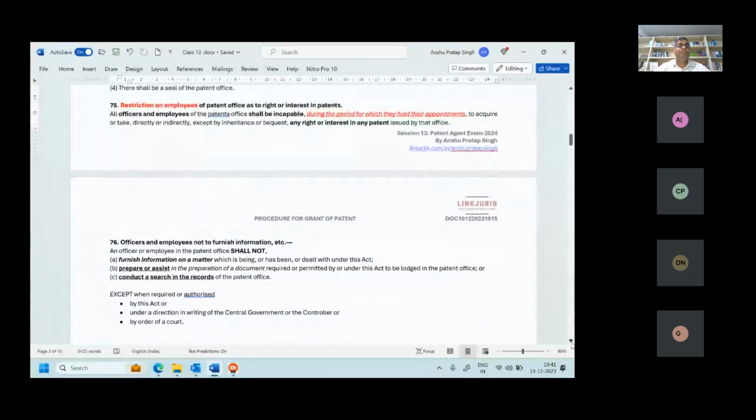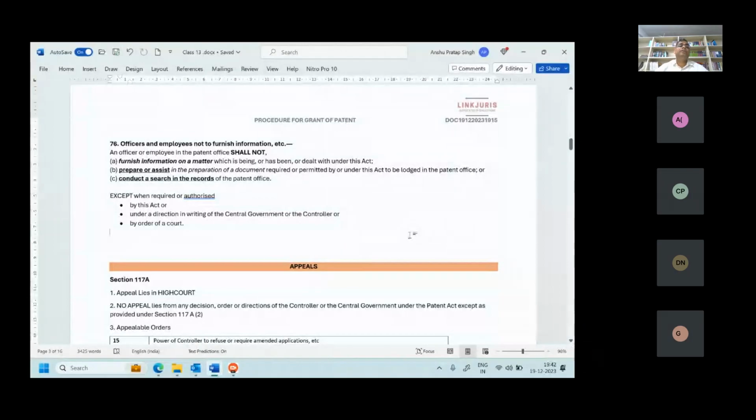Now, officers and employees shall not disclose any information or assist anyone in the preparation of a document required under the Patent Act, or conduct any search in the records of the Patent Office, except when such act is authorized under this Act, or under the direction of the Central Government or the Controller, or by the court.